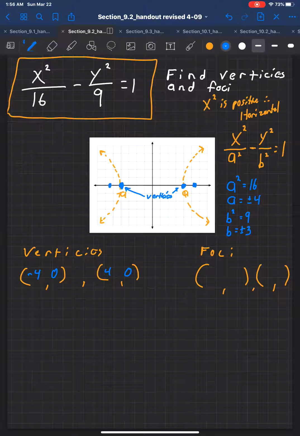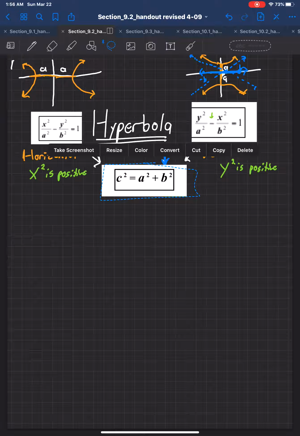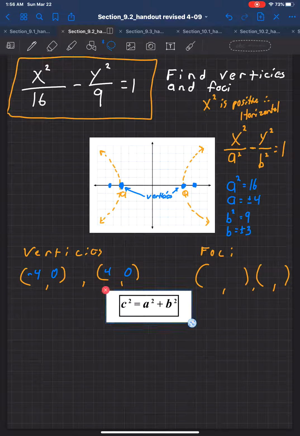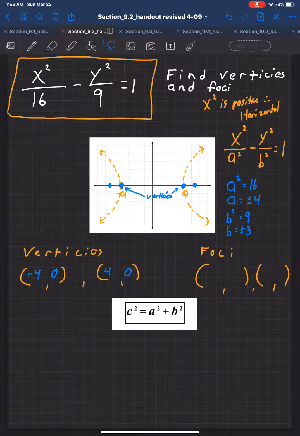And in that case, it's going to be the focal points. I need to come back and grab this relationship because this is different from the ellipse. I need to grab the relationship of how the focal points relate to the vertices. And let's go ahead and plug in the information that we know. So, ready? Let's go ahead.